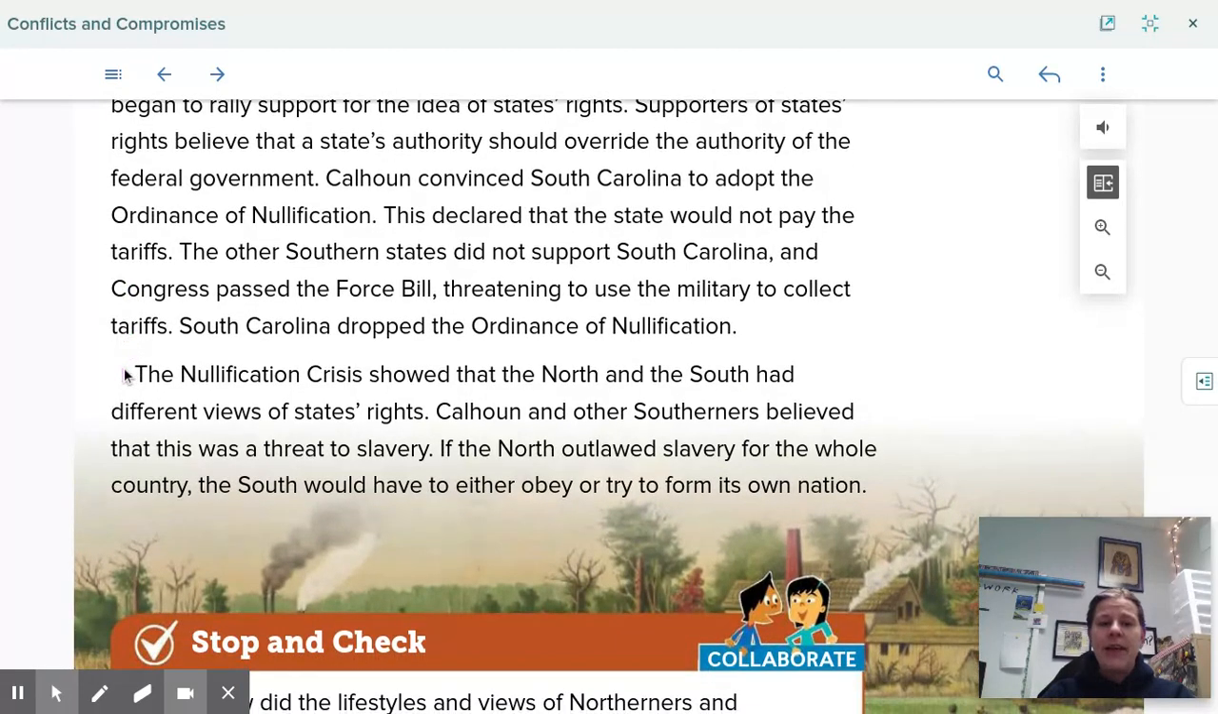The nullification crisis showed that the North and the South had different views of states' rights. Calhoun and other Southerners believed that this was a threat to slavery. If the North outlawed slavery for the whole country, the South would have to either obey or try to form its own nation.